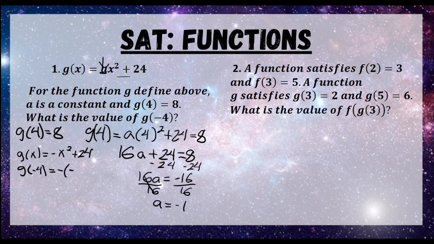That's going to give us negative, and then negative 4 squared plus 24. Negative 4 squared is 16, and we still have this negative on the outside. We're going to add that with 24. And we find that g of negative 4 is equal to negative 16 plus 24, which is 8.